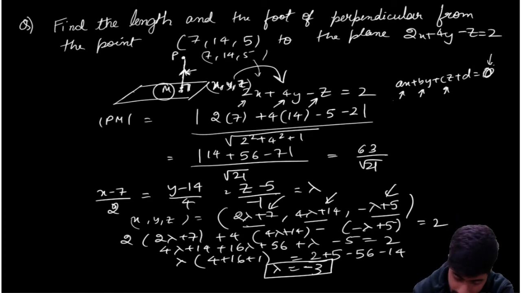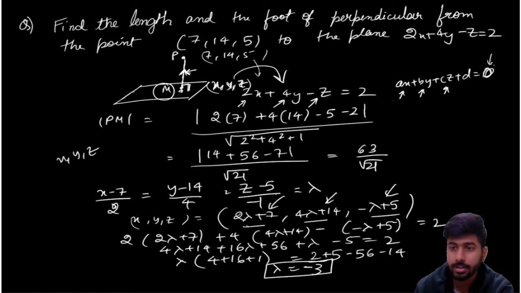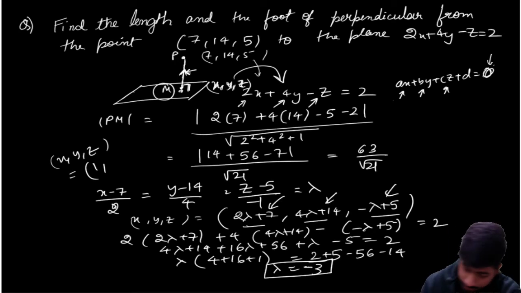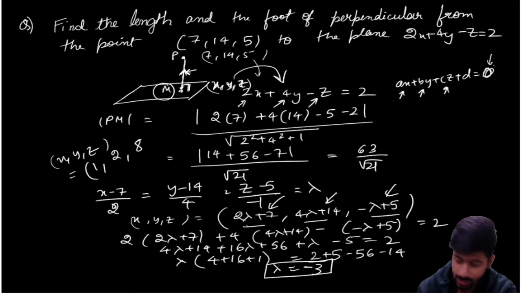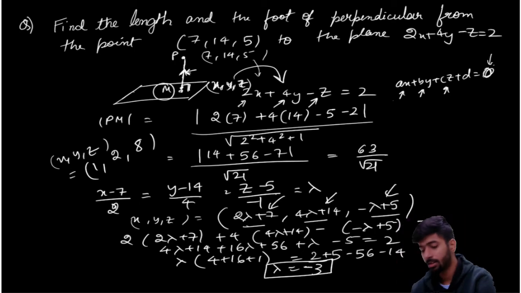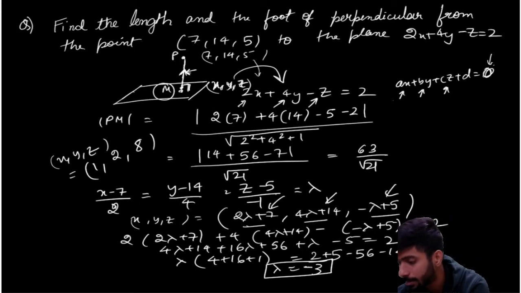So x, y, z here on substituting lambda is nothing but 2 into minus 3, which is minus 6 plus 7, which is 1, minus 12 plus 14, which is 2, and 3 plus 5, which is 8. You have 1, 2, 8 as the coordinates of the point M. This is the method, right? It's very, very simple. You just know how to write the symmetric form of a line. So, moving on to the next problem.